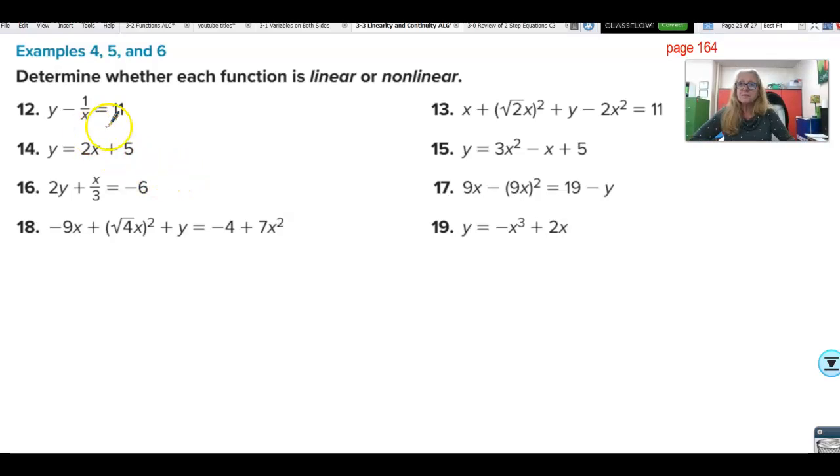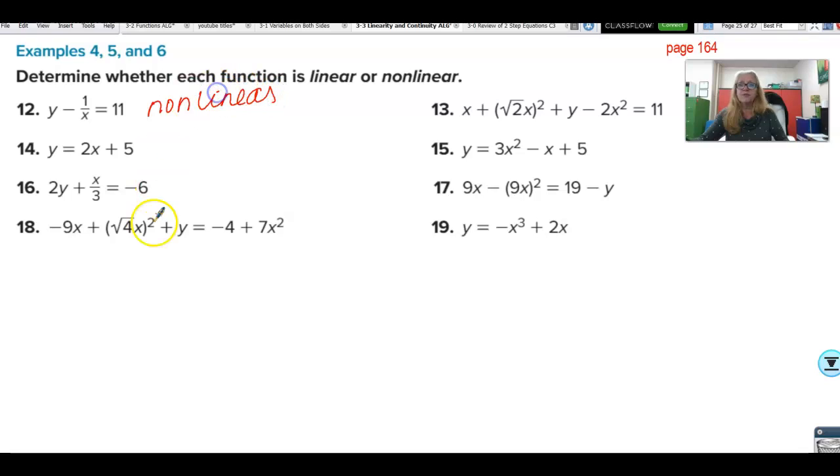Okay, first of all, when I told you earlier that all variables had to be to the first power, and I might have even said positive 1 power, this one is not going to be linear, and the reason why is when x is in the denominator, that means you have an x to the negative 1 power. That is not an x to the positive 1 power. This is nonlinear.